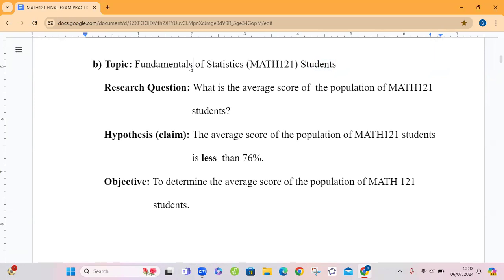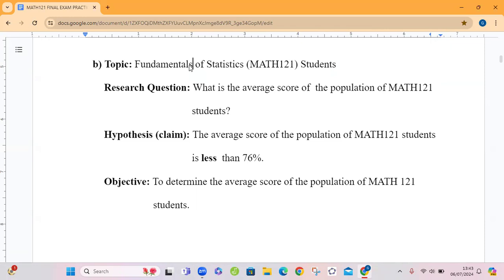And the hypothesis, which is the claim, a response to the research question without empirical evidence. Response by saying, well, the average score of the population of math 1-to-1 students is less than 76. Okay, let's say it's less than 76. So that's your opinion. So these hypotheses have to be tested to see whether or not it is true. So the objective now is to determine the average score of the population of math 1-to-1 students.